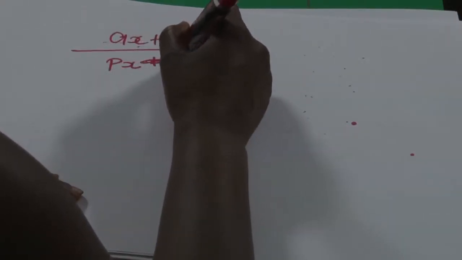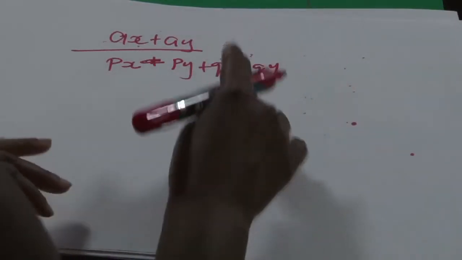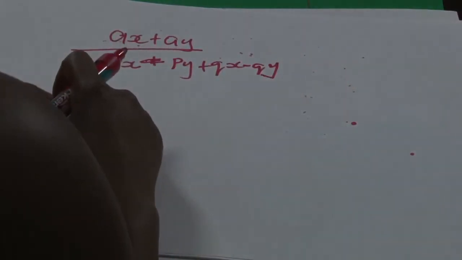Alright students, then we can move on to simplifying. We are having ax plus ay divided by px plus py minus qx minus qy. How can we factorize this? How can we simplify this?